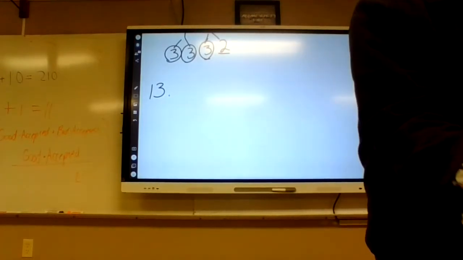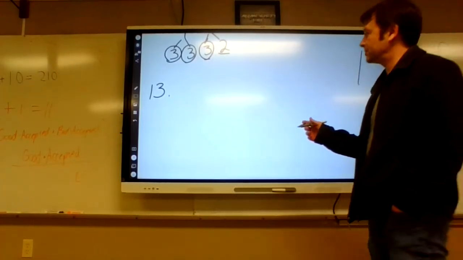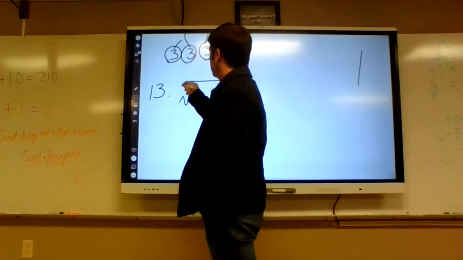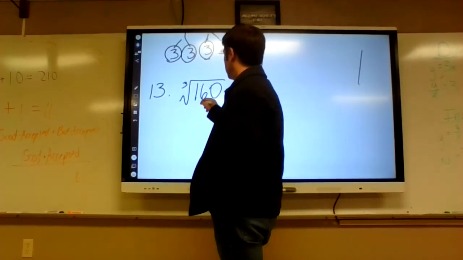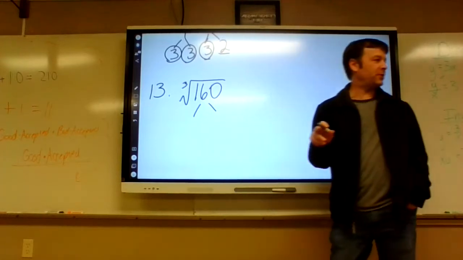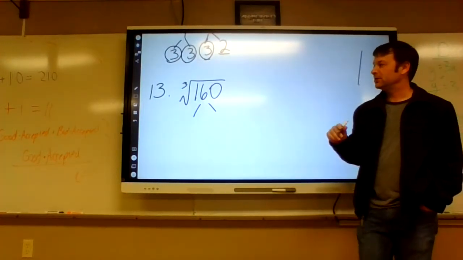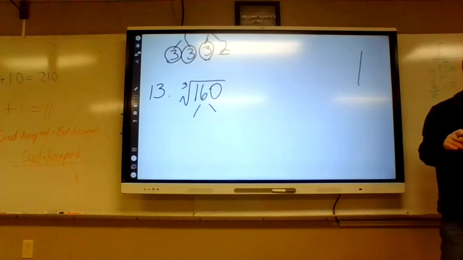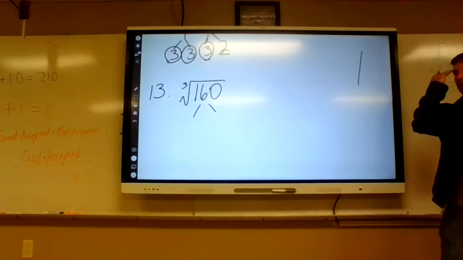13 is cube root of 160. It's more natural for me to stand on this side. And Grant doesn't need help. Oh, wait, Grant's on. No, it used to be Forrest, now it's Caden. Oh, okay. Mason needs more help. If I had to say, then Caden.